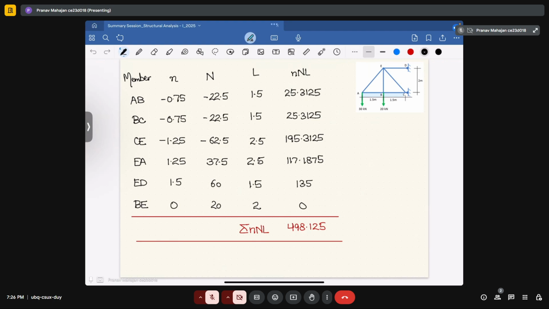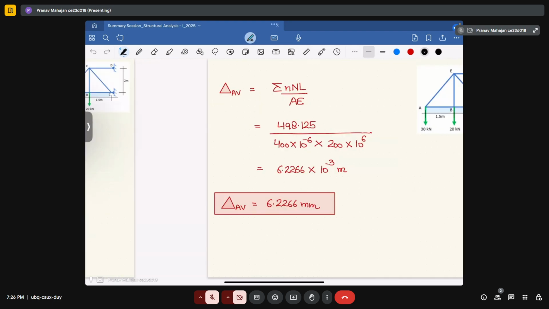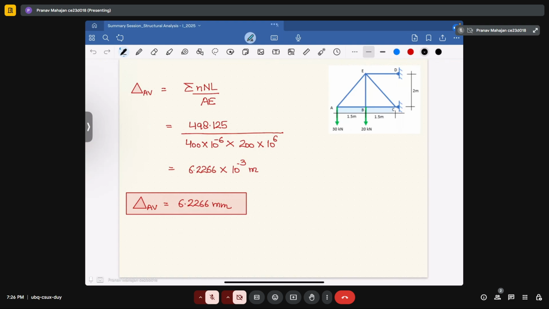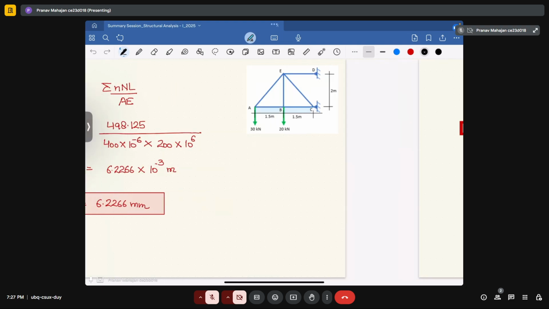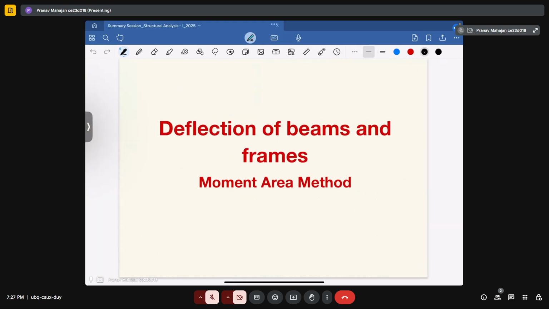In the capital L column, we have written the lengths of the different members, and then we have determined the multiplication of small n, capital N, and L. Then we will do the summation of N, n, and L. If we divide that by the axial rigidity, that is AE, you will get the value of deflection at A in the vertical direction. It is coming out to be positive, so your deflection is in the downward direction and it is equal to 6.2266 mm.